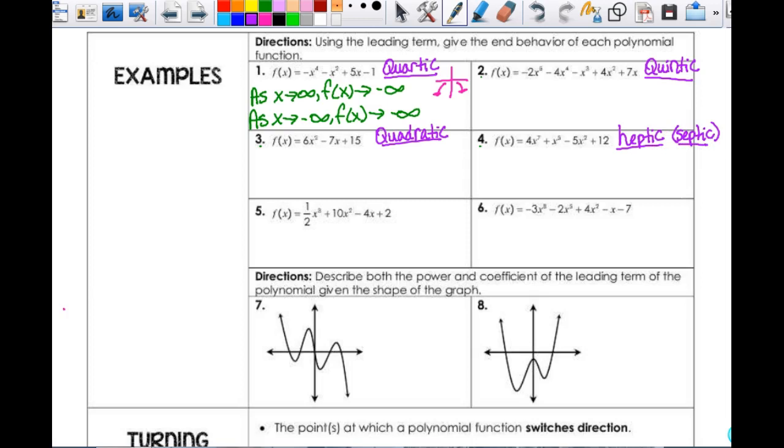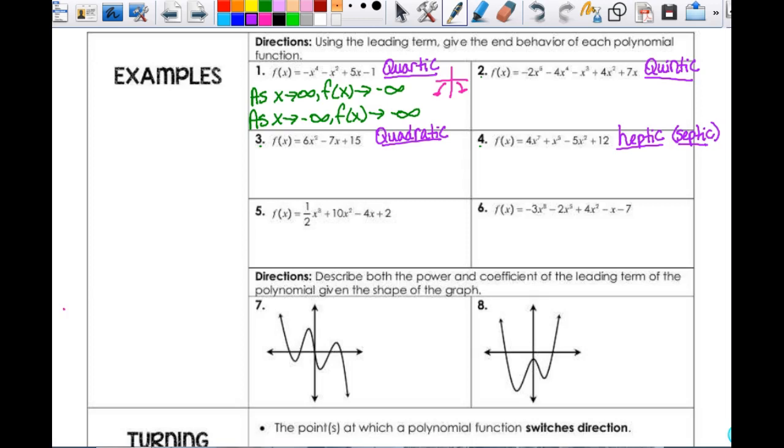Okay, so let's see if we agree on the names. 2 has a power of 5, so it is a quintic, right? Like quintuplets, which is a scary thought, but that would be 5. And 3 is 6x squared, so that is quadratic. Get that word down, because some of y'all still struggle with that. I don't know why. Then number 4, it is a 7th degree, so it's heptic or septic. Either one is acceptable. Heptic or septic, it would be fine.